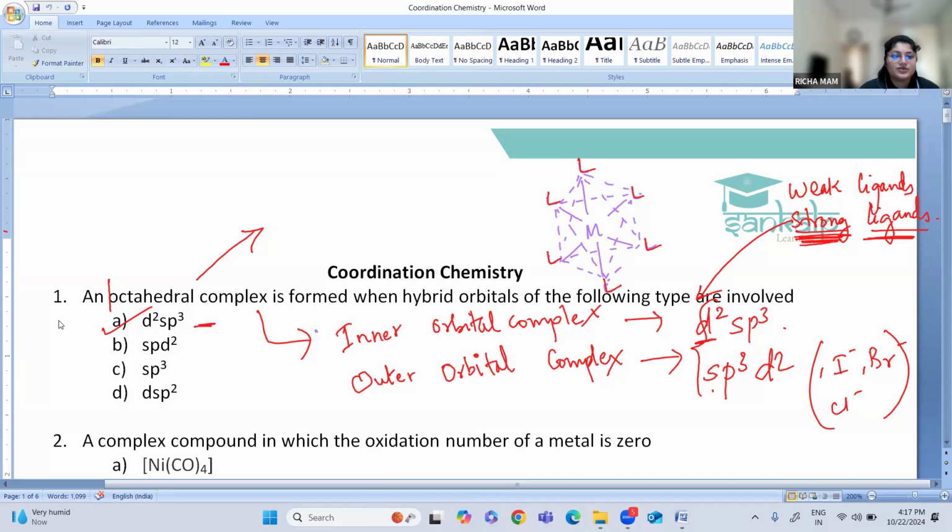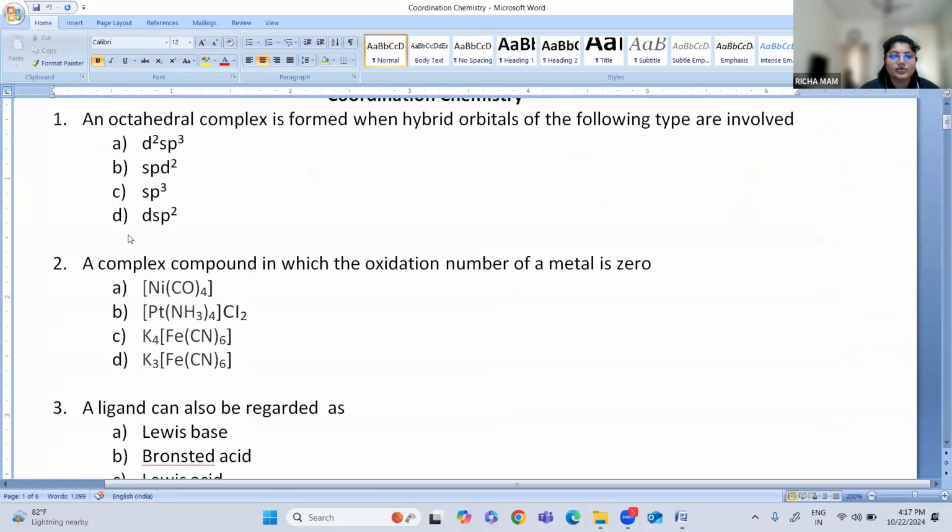Fine. Let us go for the next one. A complex compound in which the oxidation number of the metal is zero. Which of the following has an oxidation number of the metal as zero? Already in your lower classes you know how to find the oxidation number. Now here, your cyanide, and the other ligands.